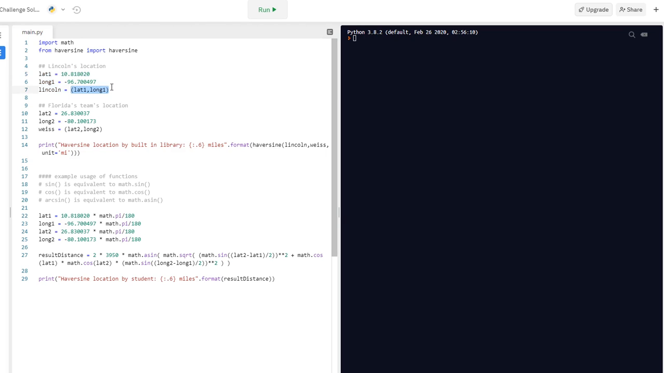If you're learning Python, you may not talk much about tuples, but it's an immutable data type. You can look that up if you don't know what that means. And we're just storing Lincoln's location in one and the y-school in another, mainly for the use here.